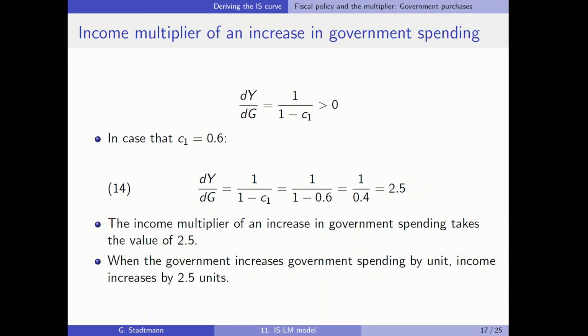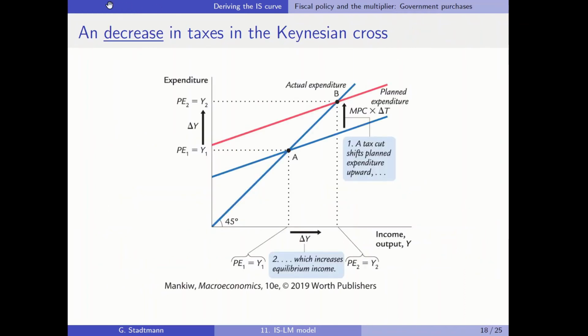In the next section of this chapter, we ask the question, what happens if the government decreases taxes? I underlined decrease here. This is very important to not mix it up. Previously, we talked about a fiscal policy in the form of an increase in government spending. And here we talk about an expansionary fiscal policy in the form of a decrease in taxes.